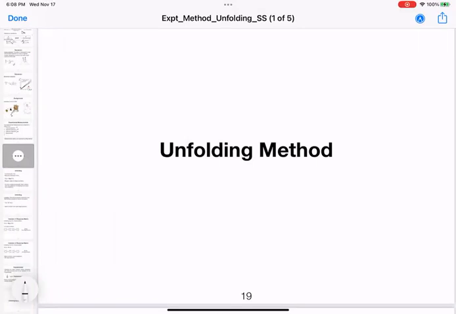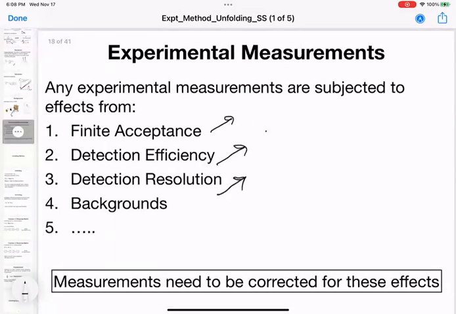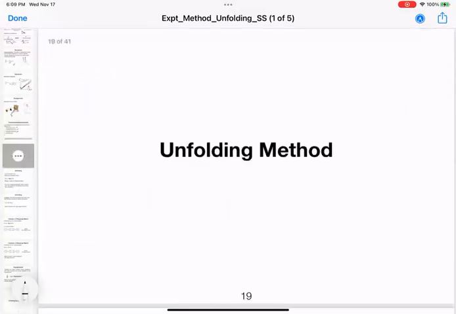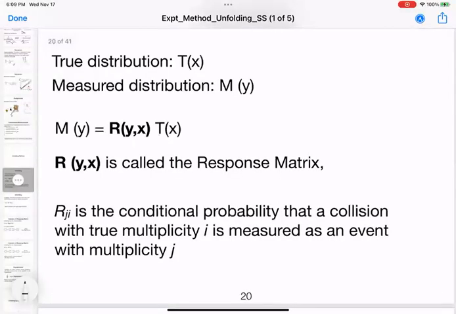So why do we need the unfolding method? That's the basic question, right? In an experiment, for example, if we measure charged particles, we can get some number. So why do we need the unfolding method? Because we need to correct for these effects and get the true number or the true distribution, right? So let's first define the unfolding method.